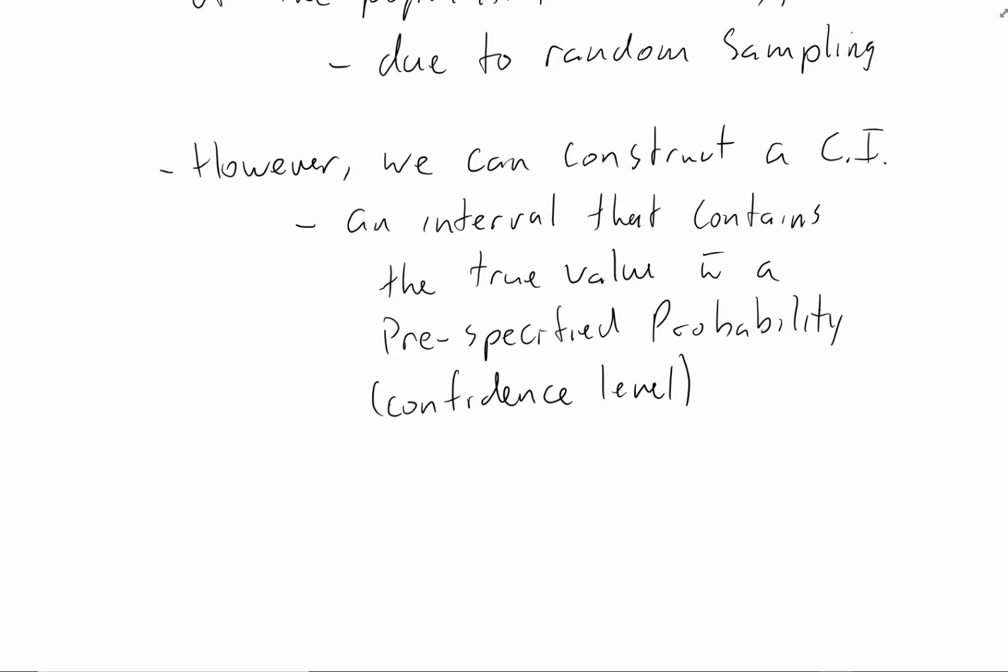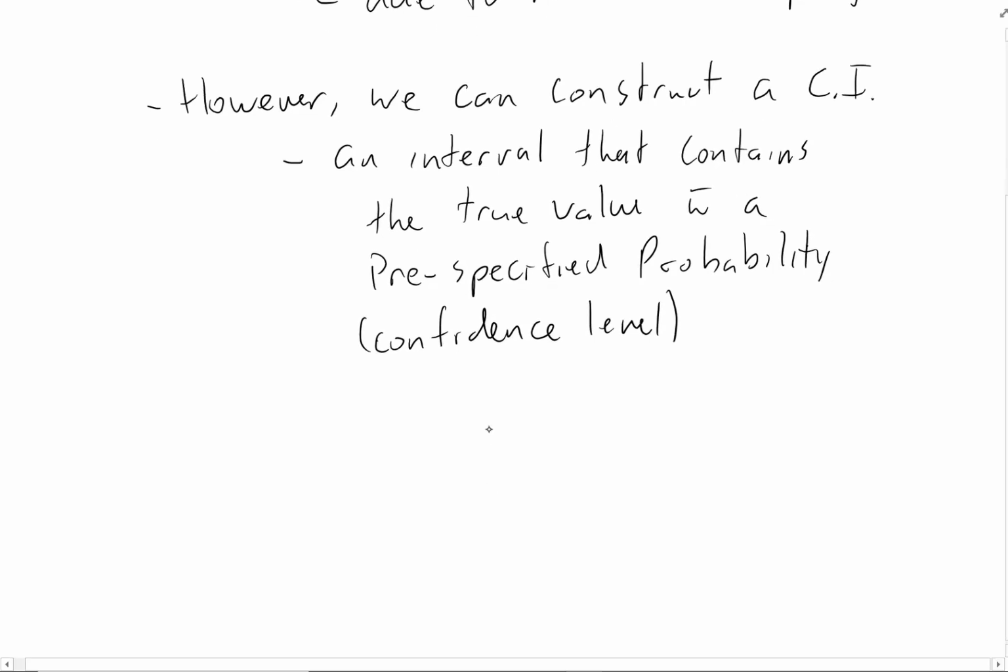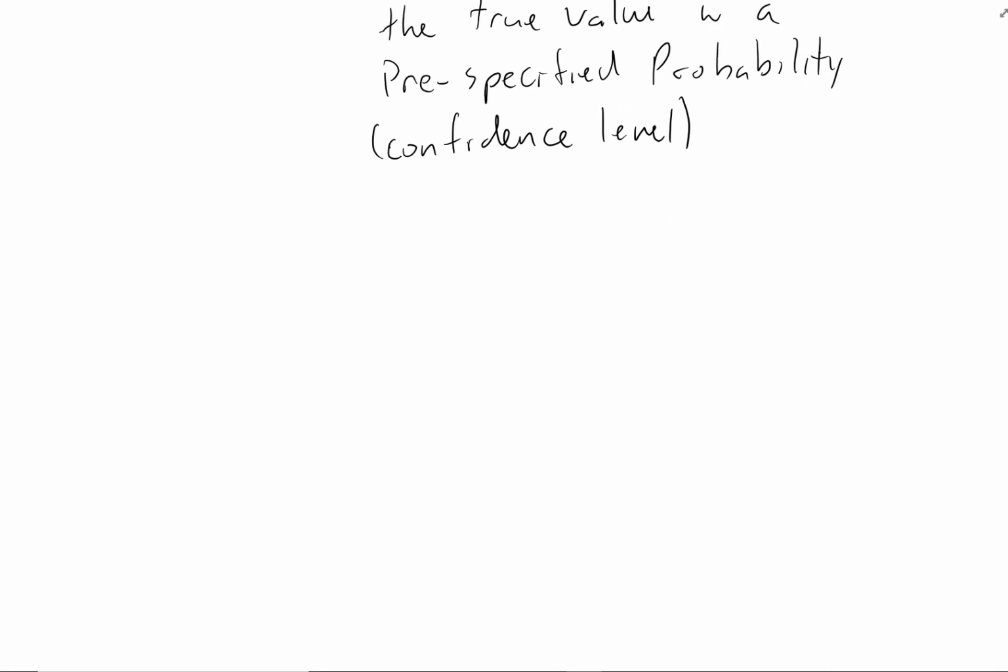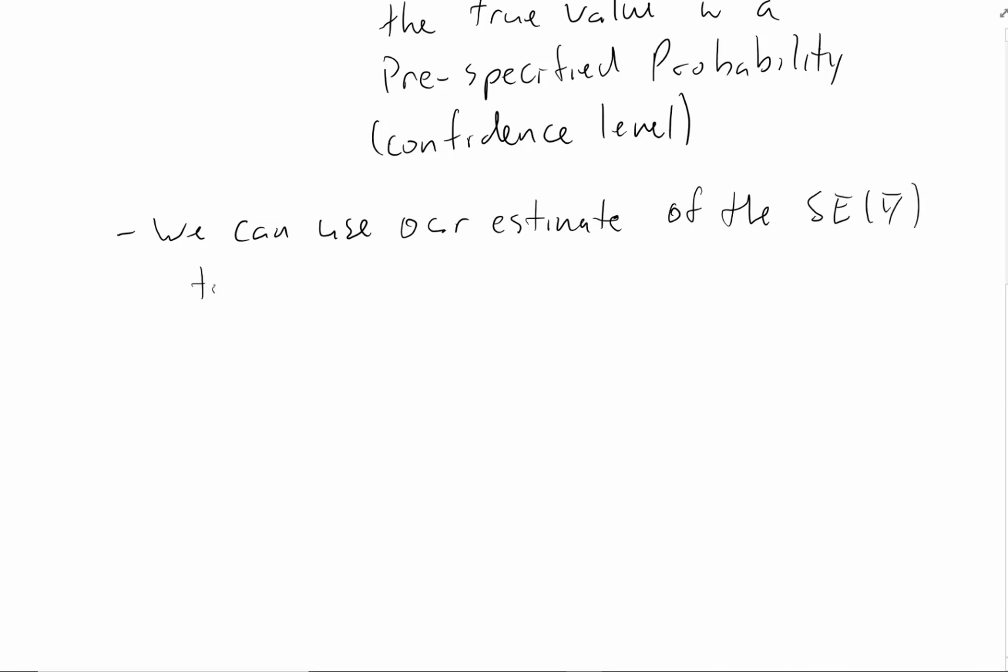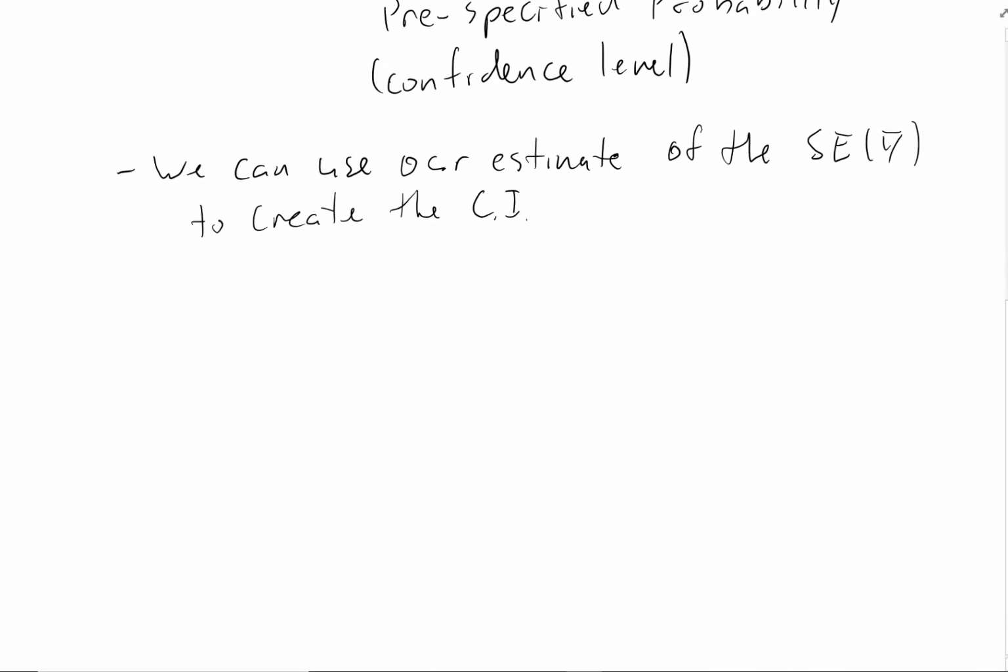Since we don't know the population variance or standard deviation, what we're going to do is use an estimate of the standard error of y bar to create this confidence interval. So we can use our estimate of the standard error, the standard error of y bar, to create the confidence interval. We need to use a standard error because we don't know the population variance.